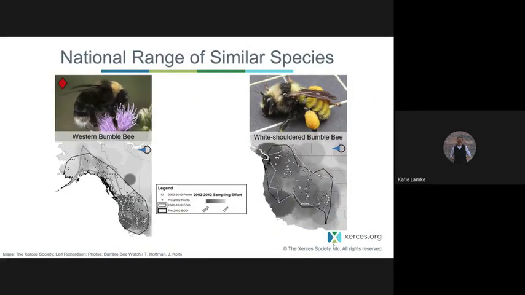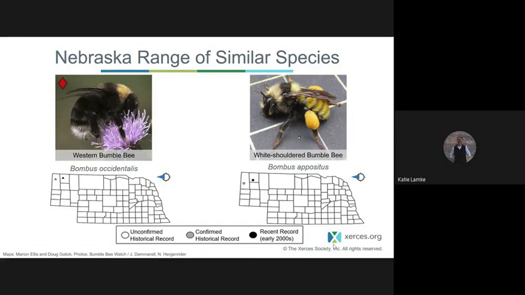When we look at the ranges of these, you can see that both of them are more commonly associated with the western United States. And in Nebraska, when we look at the ranges, you can see that both of them have only been collected in the very northwestern part of the state. For Bombus occidentalis, that might be true still, but we don't know. But being a species of greatest conservation need and showing such strong population decline, it's not likely that it occurs in too many other counties in Nebraska.